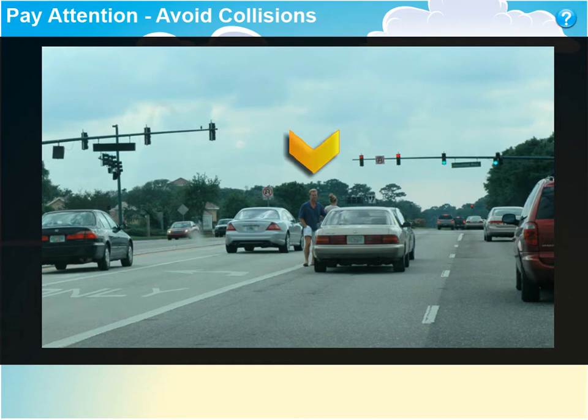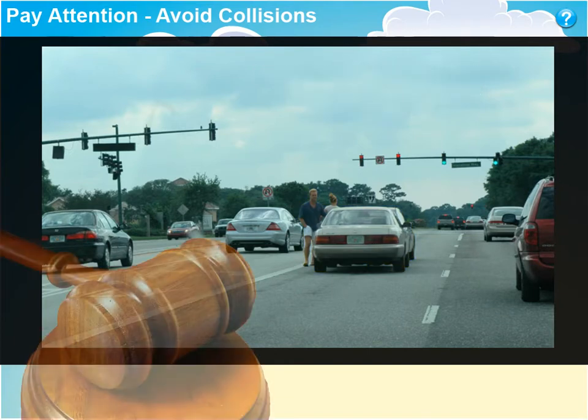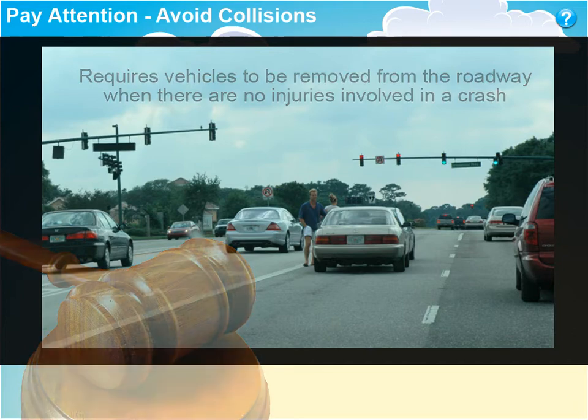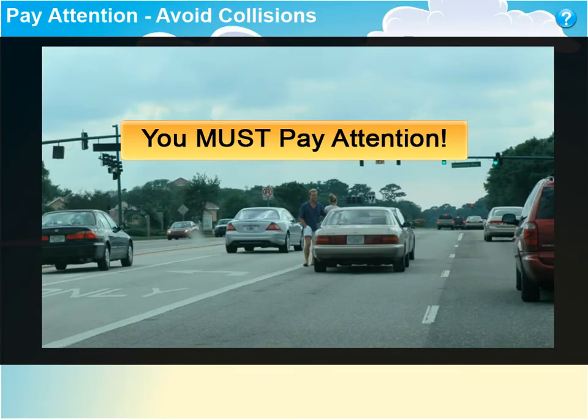Here's a distracted driver who just rear-ended the vehicle ahead. This is a potentially dangerous situation. They and their vehicles have become magnets for a secondary crash. Inattentive drivers may not see them until it is too late. Florida law requires vehicles to be removed from the roadway when there are no injuries involved in the crash. How much will this collision cost both of these drivers in time, repairs, and insurance premiums? You must pay attention.